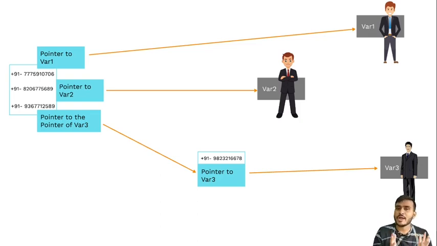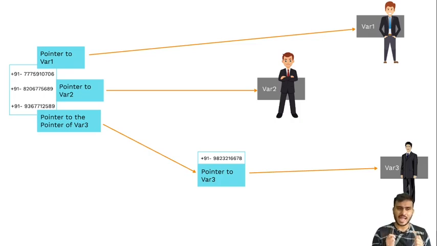Now I hope you have understood the analogy, how we mapped our example with the programming concept. Boss 1 is var1, boss 2 is var2, boss 3 is var3. Then this 777 number is a pointer to var1. This 8206 number is a pointer to var2, and this 9367 number is a pointer to the pointer of var3, and this 9823 number is a pointer to var3.